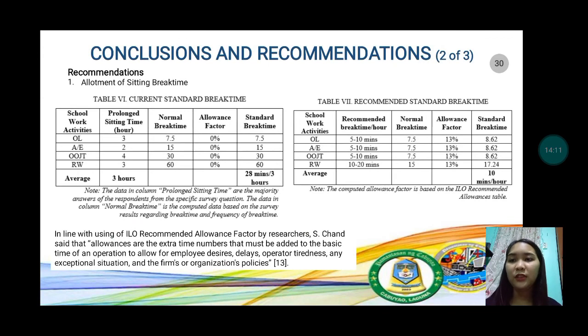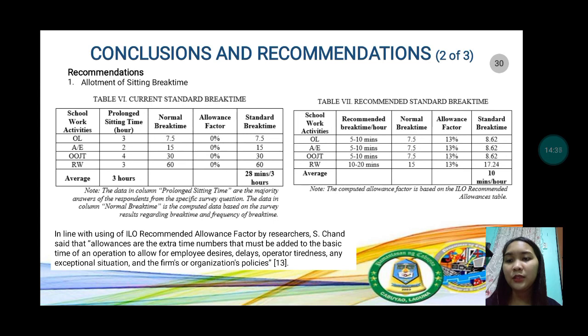For the recommendation, Table 6 shows the current standard break time. It has an average of 28 minutes every 3 hours. Our recommended standard time is shown in Table 7. The average is 10 minutes. Students are needed to have 10 minutes of break time every hour.